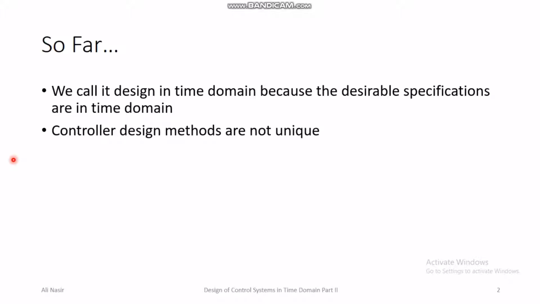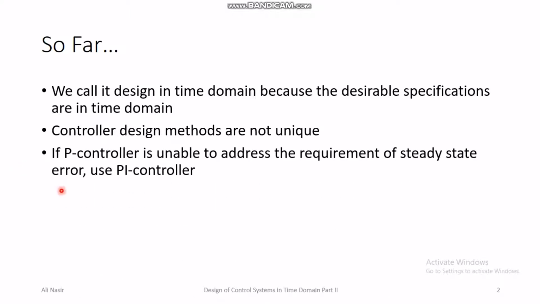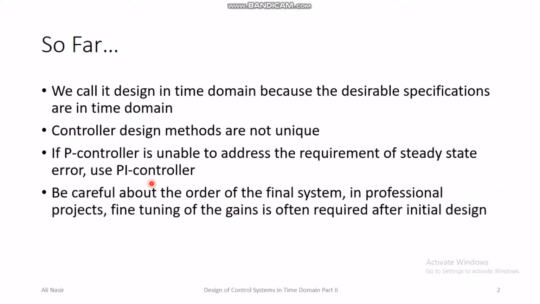I cannot stress enough on this point, but at least you learn one or two ways of designing the controller in these lectures, and then you can try your own new methods or learn new methods from other reference material, reference books. So far we have learned that if P controller is unable to address the steady state error requirements, then the next choice of controller that you can try for the system is PI controller, because the integral part really helps in terms of removal of the steady state error.